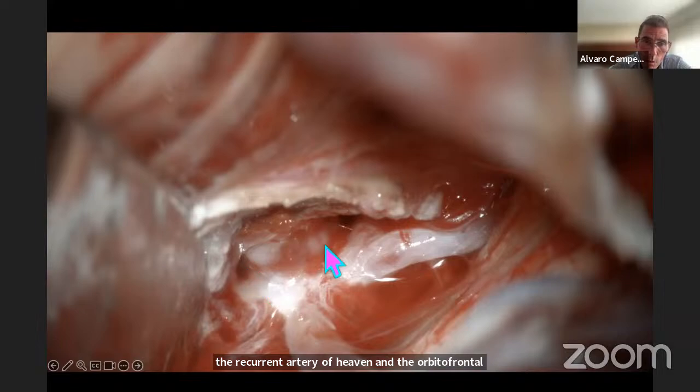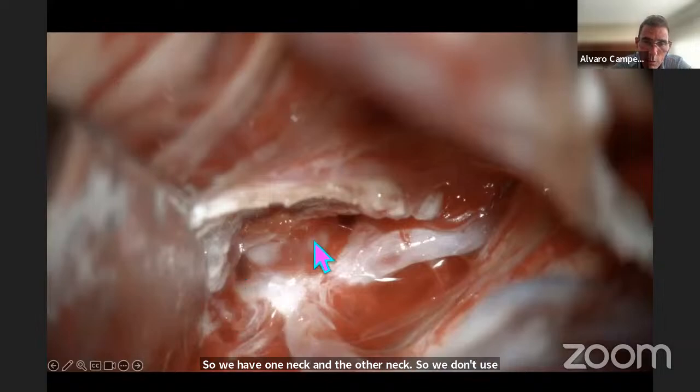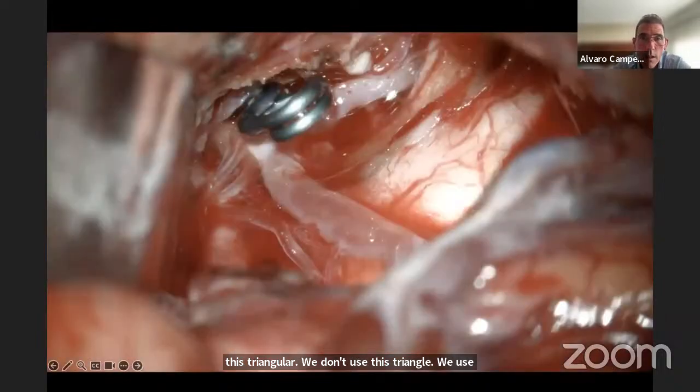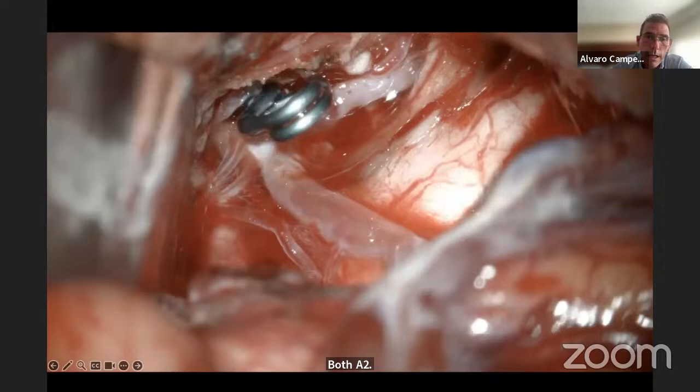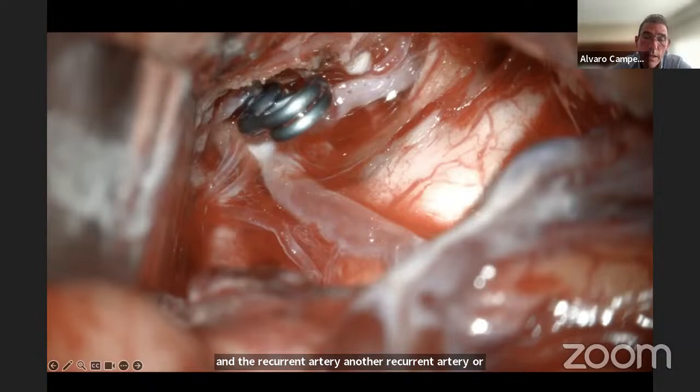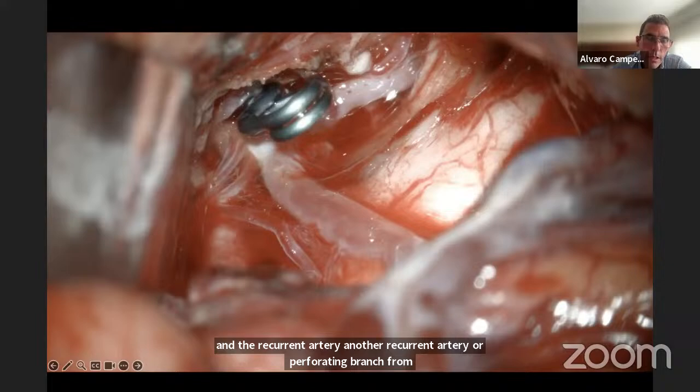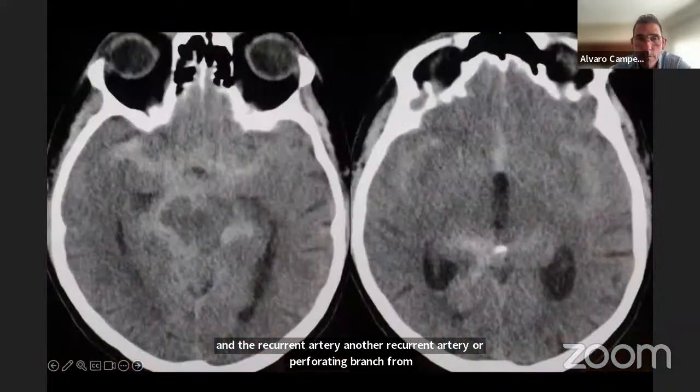So we have one neck and the other neck. So we don't use this triangle. We don't use this triangle. We use this triangle between both A2. And now with the clip, I'm sorry, and the recurrent artery, another recurrent artery or perforating branch from A1, and also the orbitofrontal, and so on.